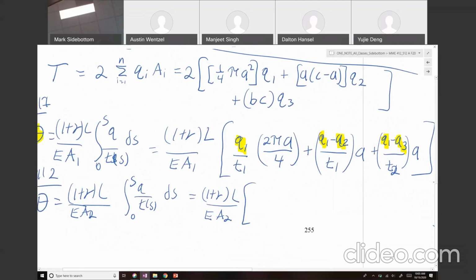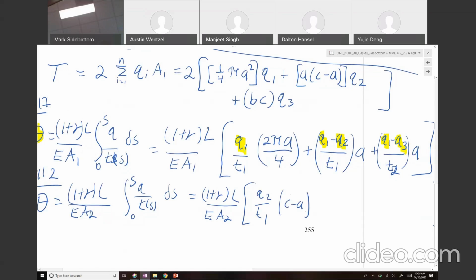All right. So for the first wall, which is wall 2 that we defined earlier, the shear flow on that wall is equal to Q2 over T1, and the length of that wall is going to be equal to C minus A.